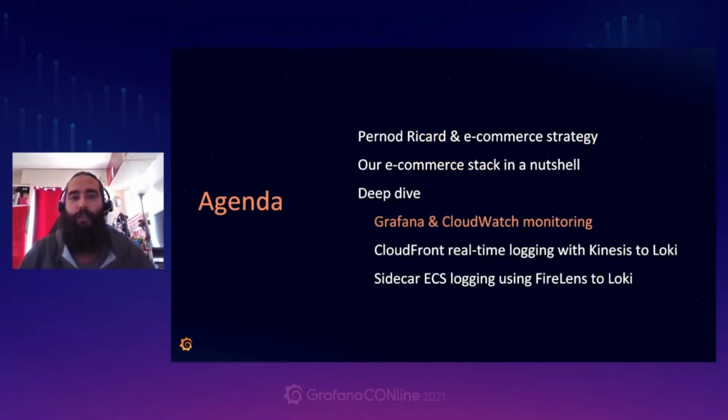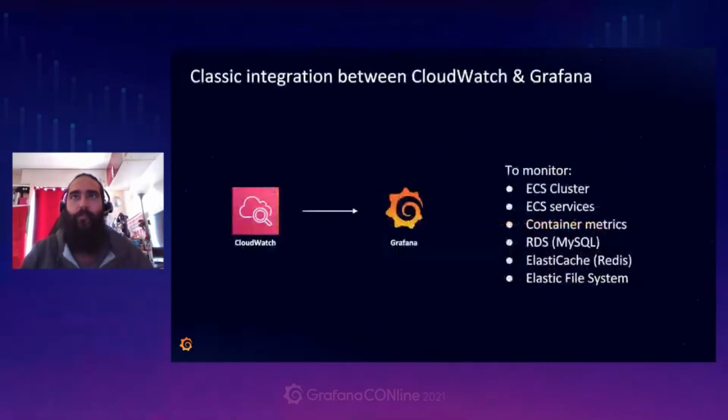So let's have a look at the CloudWatch and Grafana monitoring in a little bit more detail. First of all, this is really classic. The CloudWatch data source is pretty much your first citizen in Grafana. You can add it very easily and very quickly. It's also very powerful. We use it pretty much to monitor all of the ECS clusters, the services that run on those clusters, the containers themselves, and everything related to the managed services like RDS and EFS and ElastiCache.